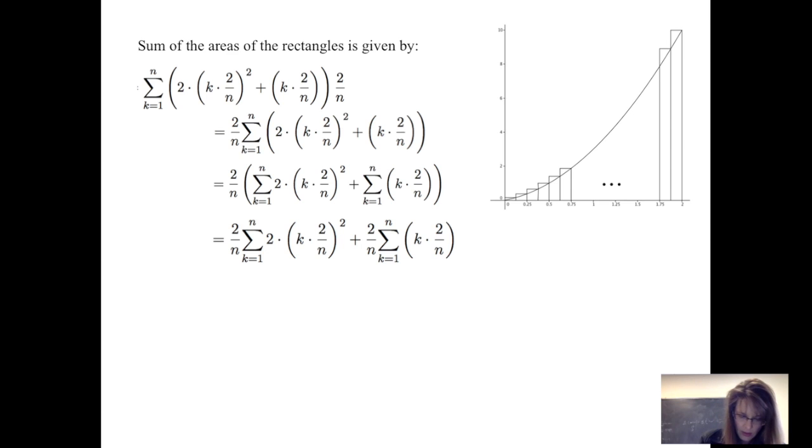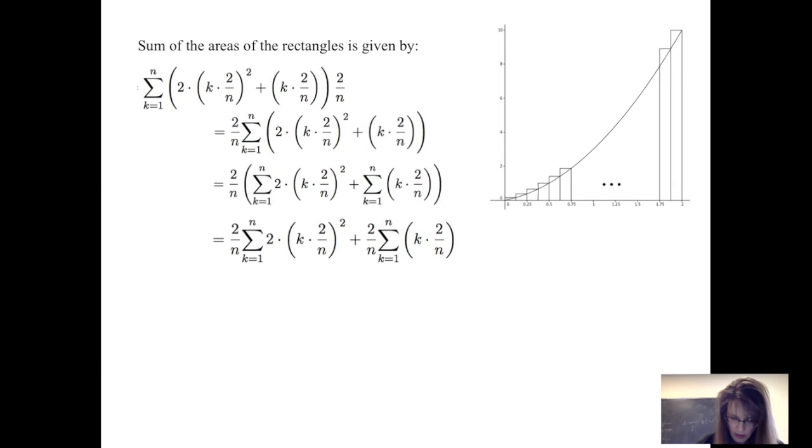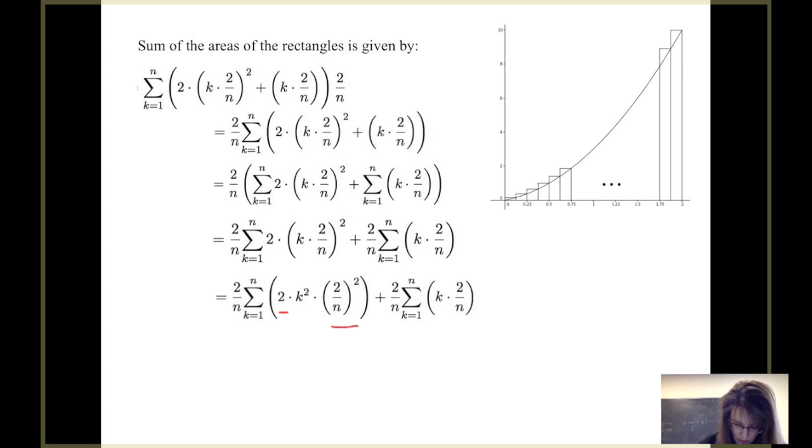And now as I look at each of these expressions, again I see that this expression has a factor of 2 over n. Again, that doesn't change when k changes, so I'm going to pull that out in front. This expression, I've got 2 times k times 2 over n squared. I'm going to use my properties of powers, and I'm going to square each of those terms inside parentheses. And then I've got 2 and 2 over n quantity squared, neither of which depend on k, and so I can pull those out in front.